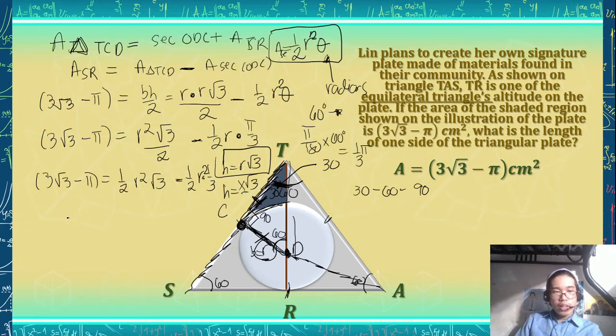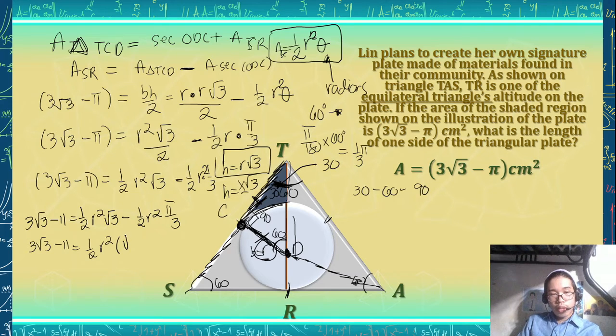Okay, so to write it cleanly, this is going to be 3 square root of 3 minus pi is equal to 1/2 r squared of 3 minus 1/2 r squared. What's the value of our theta in radians? So that's pi all over 3. Therefore for this problem, we can factor out 1/2 r squared. So that should give us 1/2 r squared multiplied by square root of 3 minus pi all over 3.